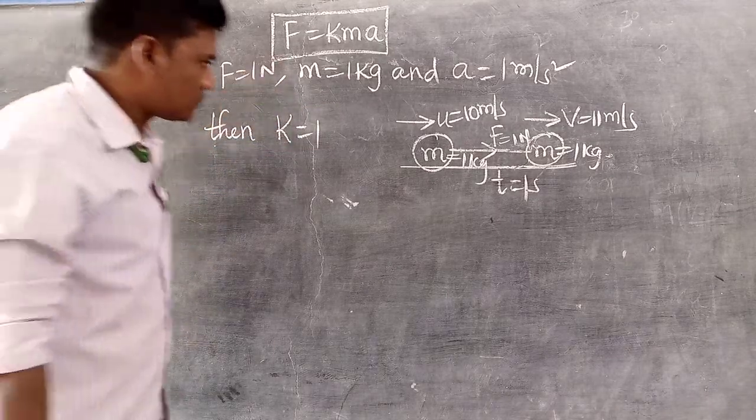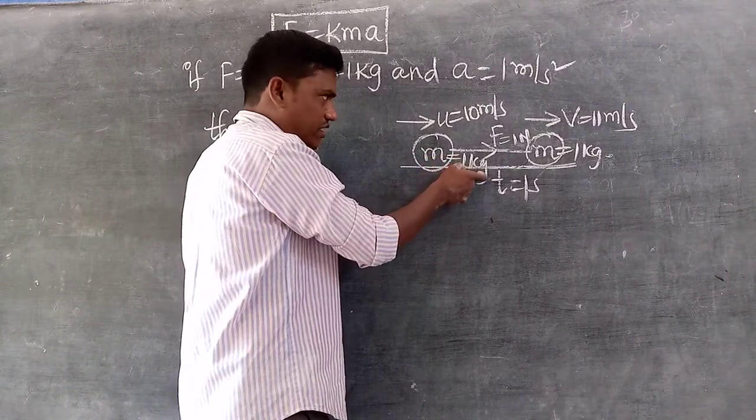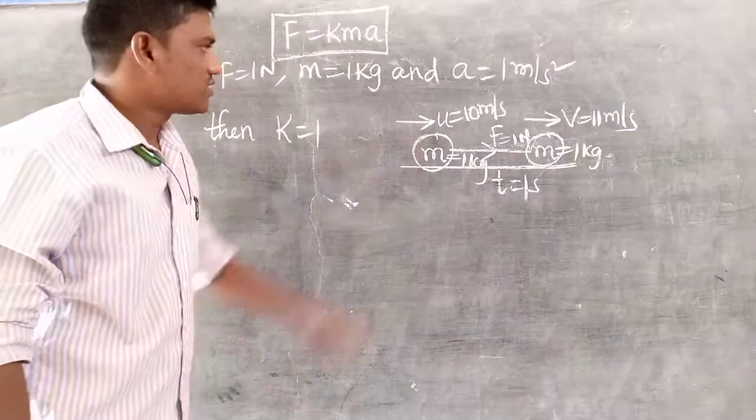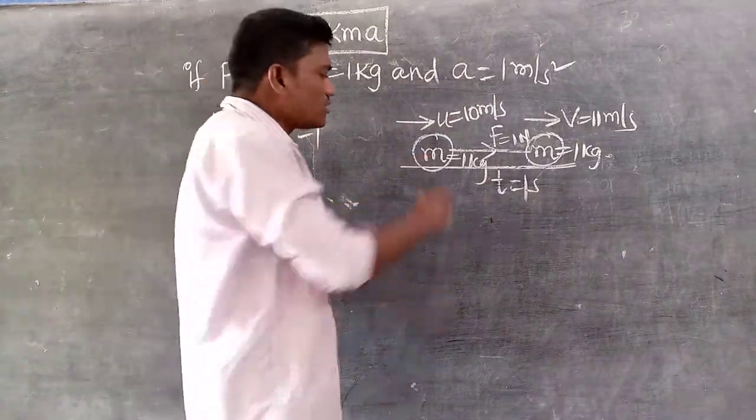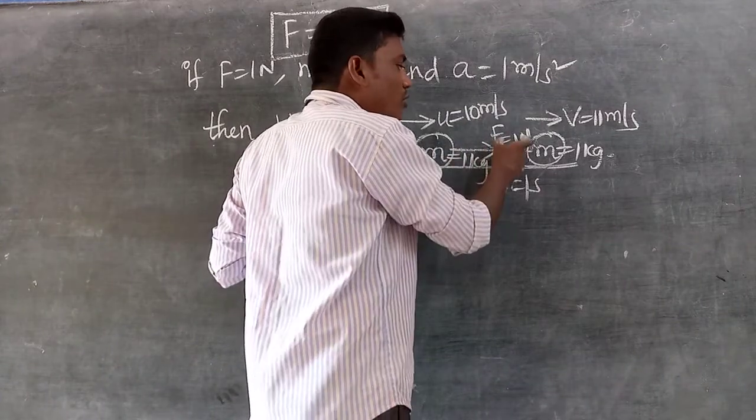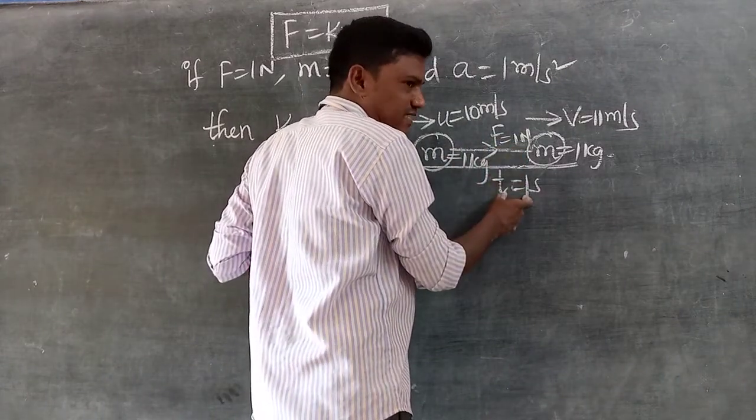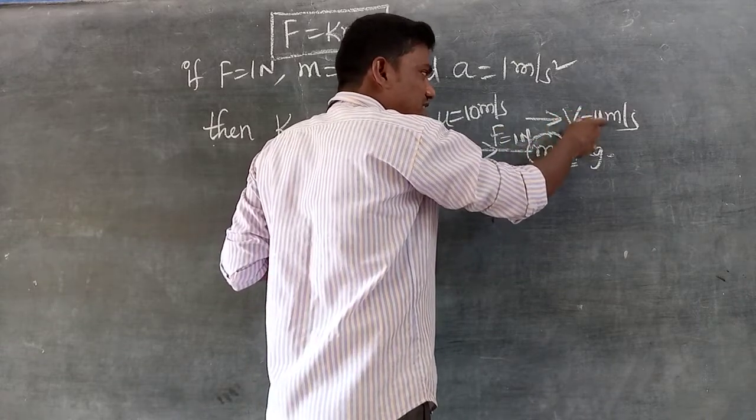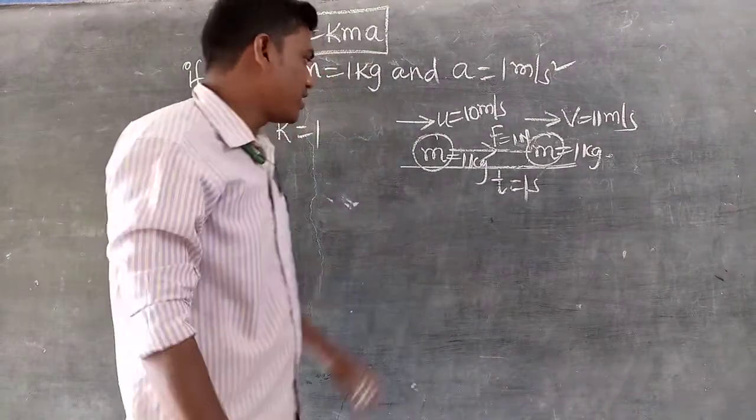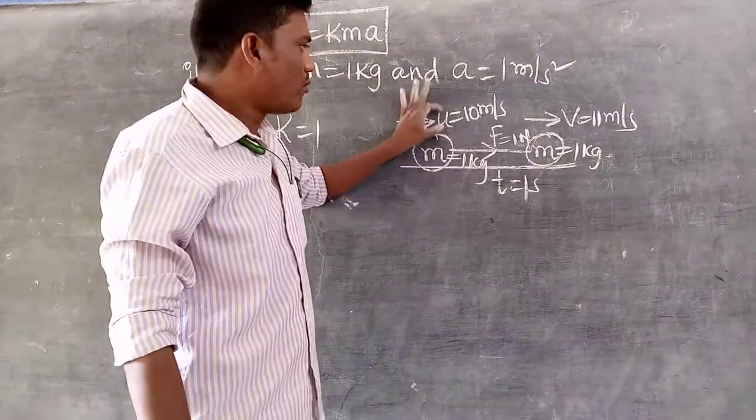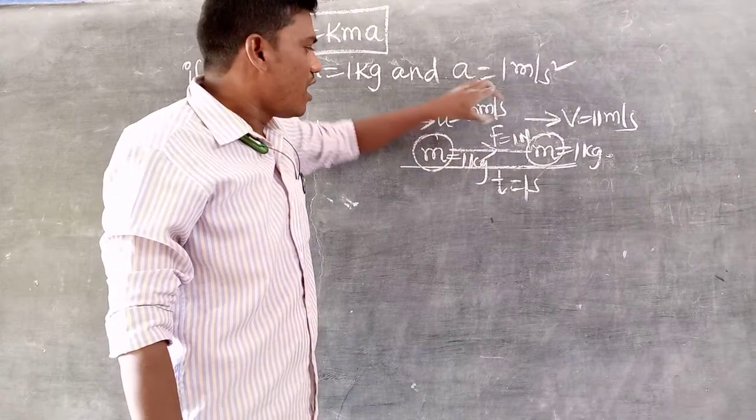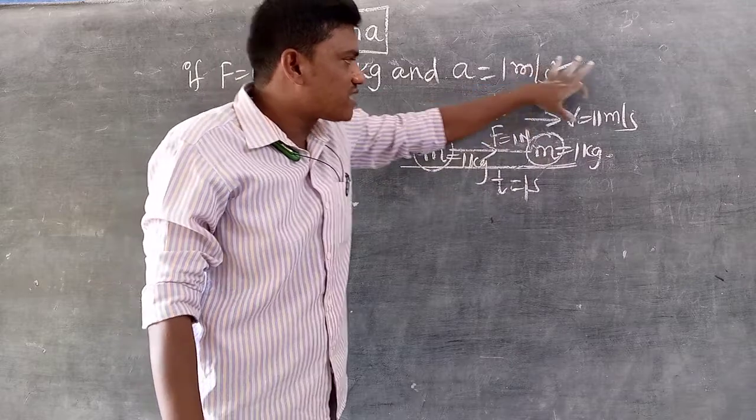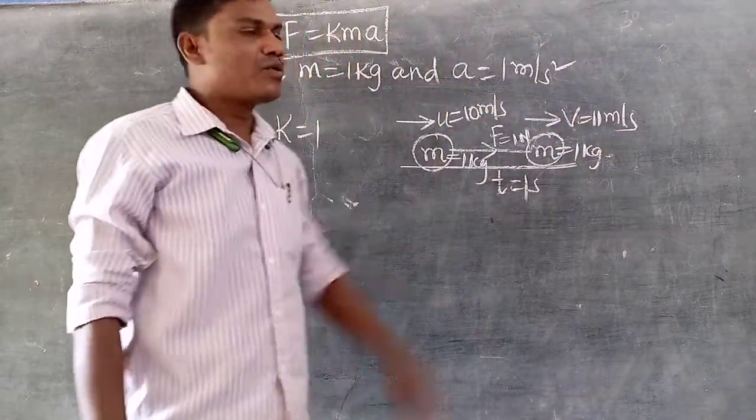So about this one, what is that? A body of mass 1 kg moves with initial velocity u of 10 meters per second. Now on this motion of the body, a 1 Newton force acts for 1 second. Then the body moves with velocity v of 11 meters per second. Listen very carefully. The body continues to move with that velocity.